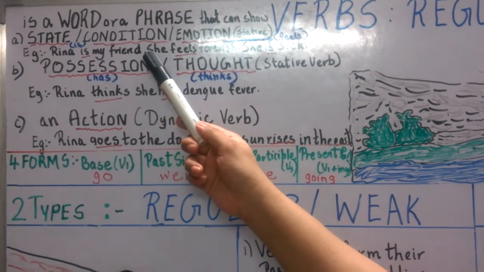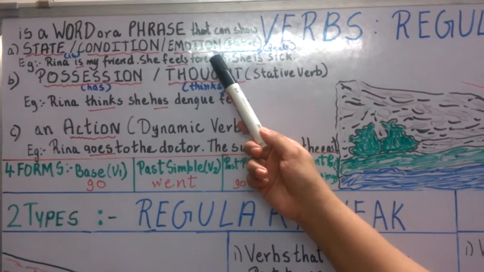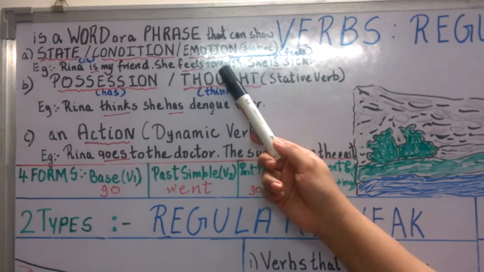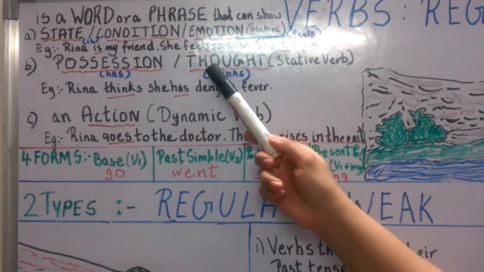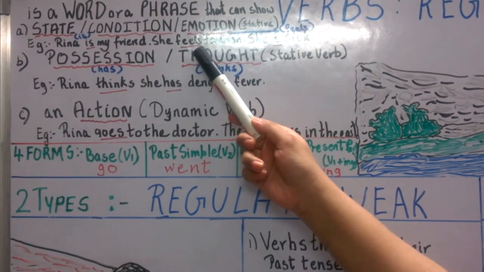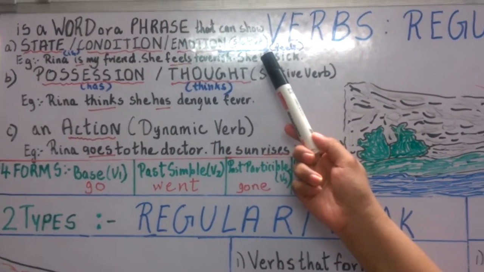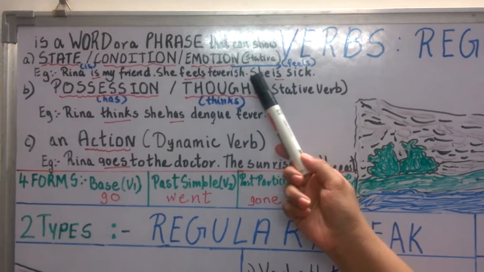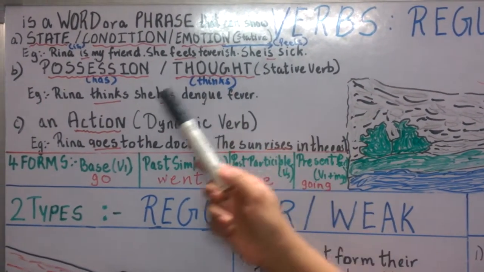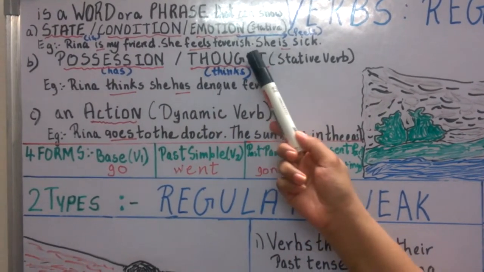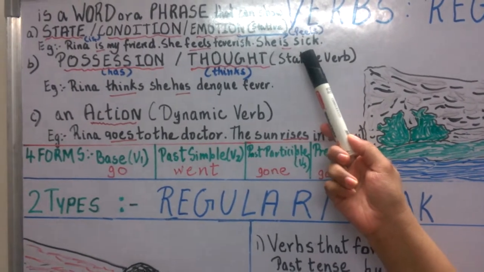Then it is a condition. It is an emotion, meaning what a person feels. What are his emotions? What he feels. Example, she feels feverish. So feels is emotion. It is a verb. State, condition, emotion. These all are static verbs. It shows how the person is and feels. So these are static verbs. Example, Reena is my friend. She feels feverish. She is sick. So is, feels and sick are all verbs.